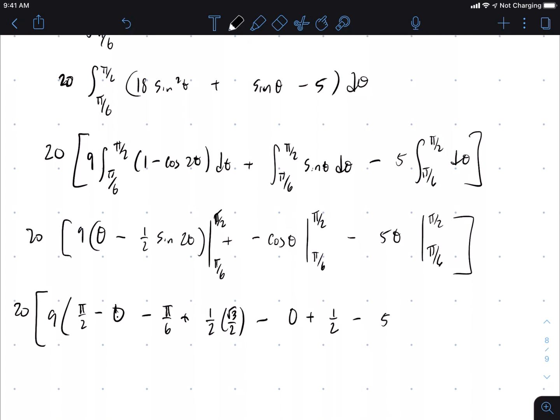Minus 5 pi over, I think it's 3 over 2. Cosine of pi over 6? Yes, it is, you're right, radical 3 over 2. I was thinking pi over 3. 5 pi over 2 plus 5 pi over 6.